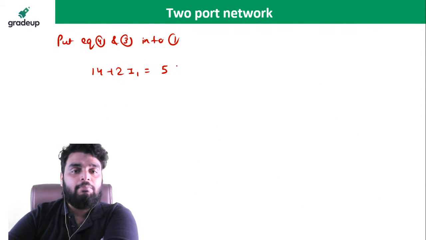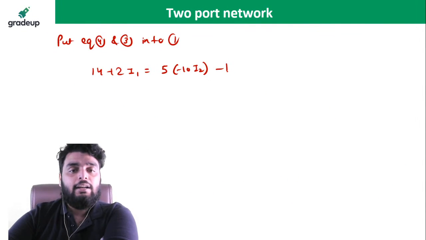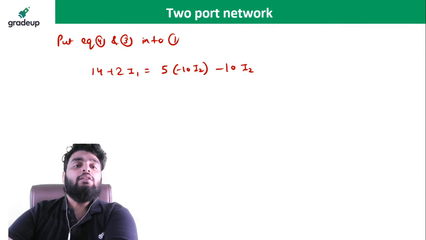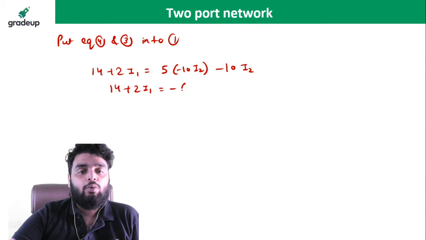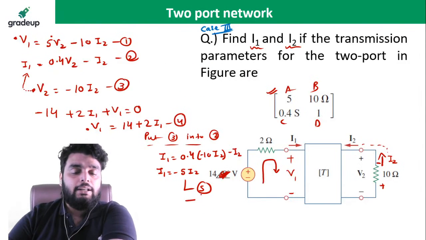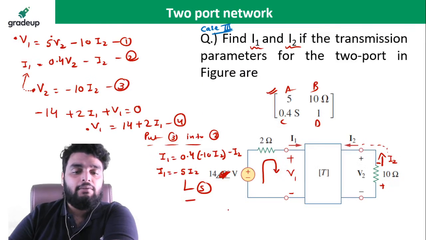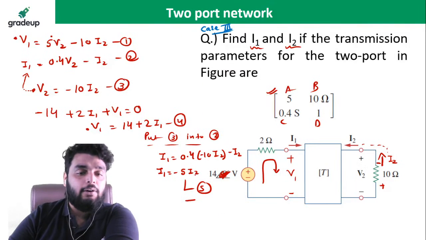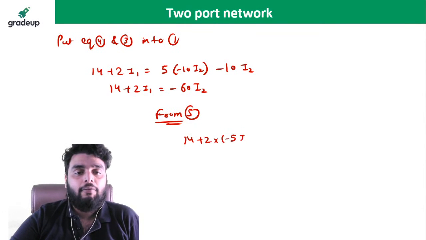V2 is minus 10 times I2. So it becomes 14 plus 2 times I1 is equal to minus 60 times I2. From equation number 5, I1 is minus 5 times I2. So 14 plus 2 multiplied by minus 5 times I2 is equal to minus 60 times I2, right?